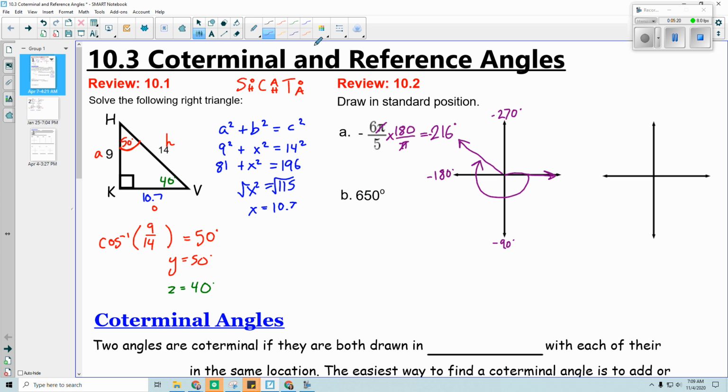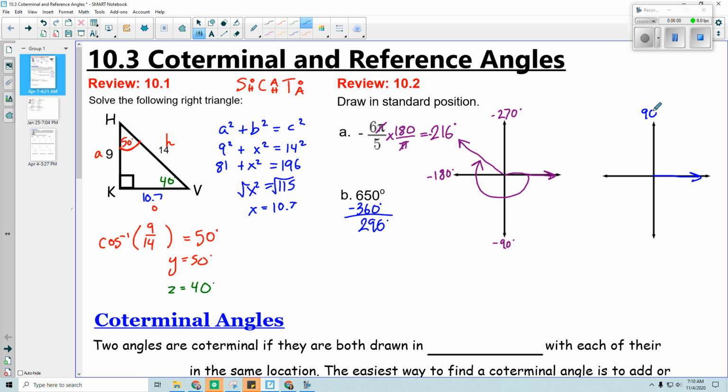And then the next one, 650 degrees. Since this goes over 360, I know this is more than one rotation around. So let's subtract a rotation and see what we get there. 650 minus 360, I get 290. So this tells me I do one full lap around and then I go 290 more degrees. Since this is positive, I'm going counterclockwise instead. So here's my initial side. I rotate one full rotation around and then go 290 degrees more.